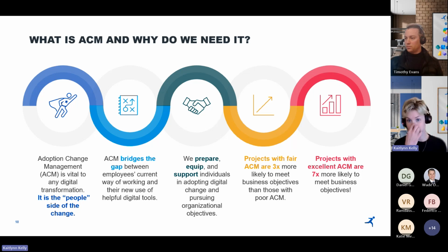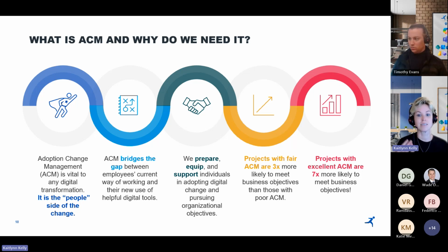ACM, as adoption change management is known for short in the biz, is what we call the people side of change. So we're really aiming to bridge that gap between someone's current ways of working and a new, maybe more digital way of working. And as I mentioned before, it works across all processes. So whether we're moving from something manual to digital or modifying our ways of working to meet new technology head on, like with Copilot, embracing change is really hard. And I even say that as a change manager. So ACM really prepares, equips, and supports users on that individual level to then align and pursue those broader organizational efforts and goals. And what's nice is that it's not just in theory.